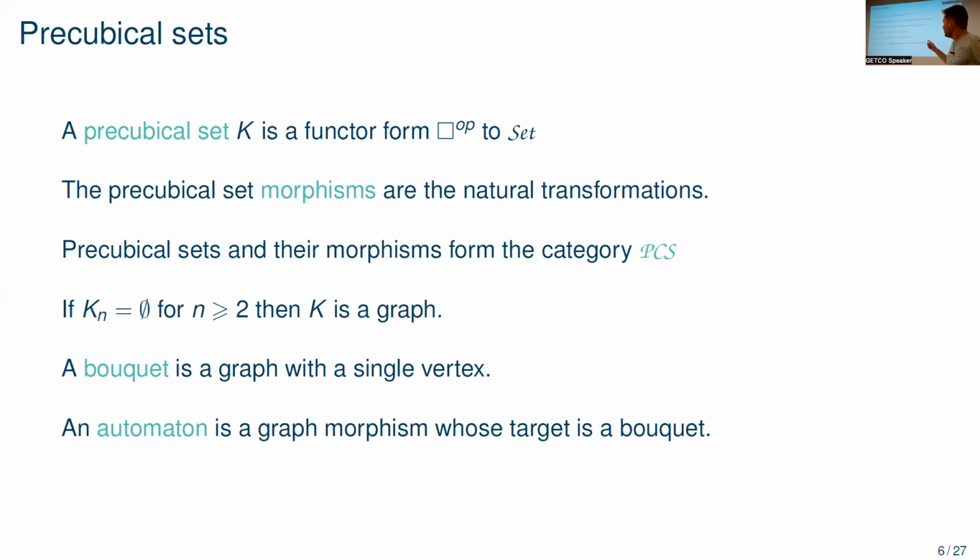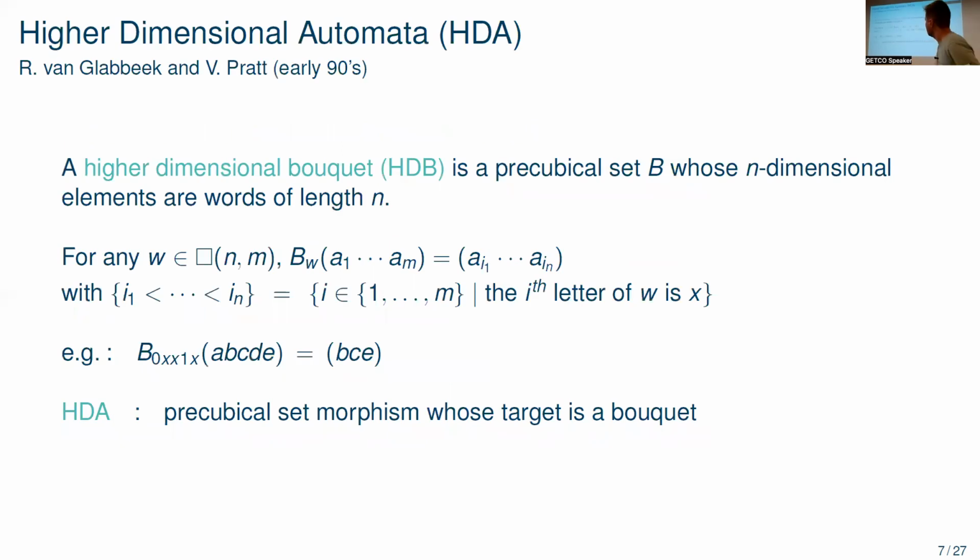And then we call a bouquet a graph with a single vertex. So it wears this name. You have a single vertex, and the arrows are like this. And then an automaton is just a graph morphism from a graph to a bouquet. And so it really labels each arrow with one arrow of the bouquet. And if you start from this definition, it is much, much easier to go to the notion of higher dimensional automata.